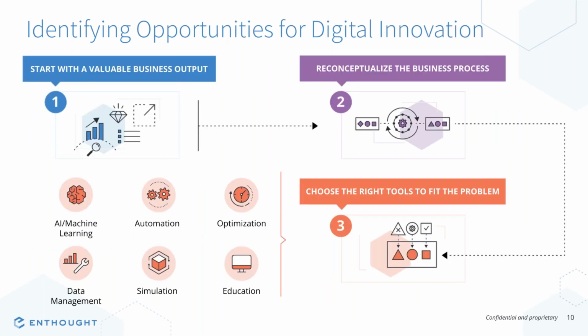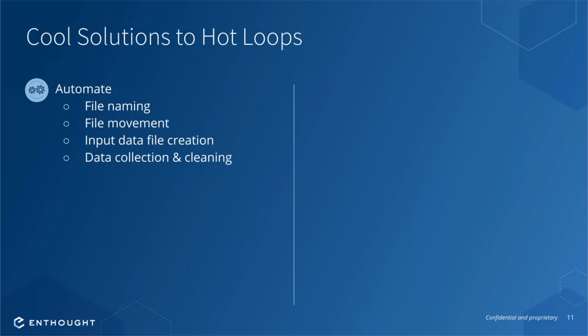And so this process, profiling, basically allows you to identify your valuable business output that we're then going to reconceptualize and pick different tools for. There are tons of ways of reconceptualizing. I picked 5 main ideas. The first one is automation.